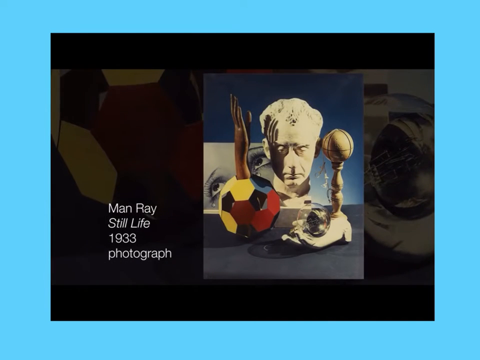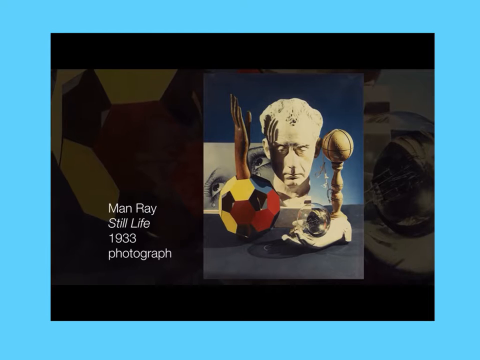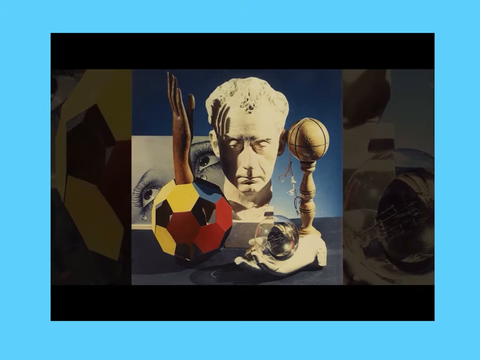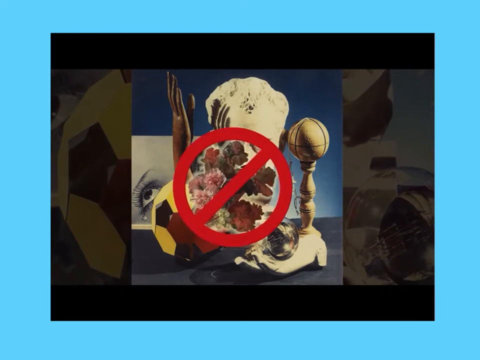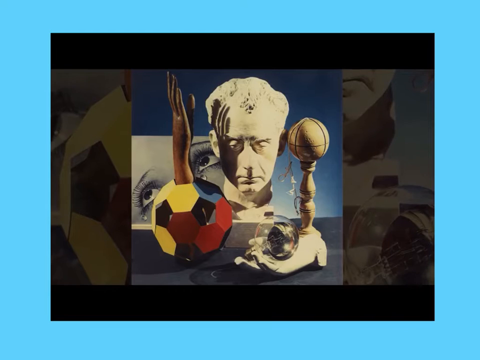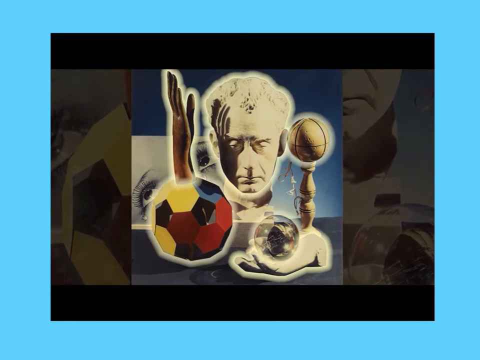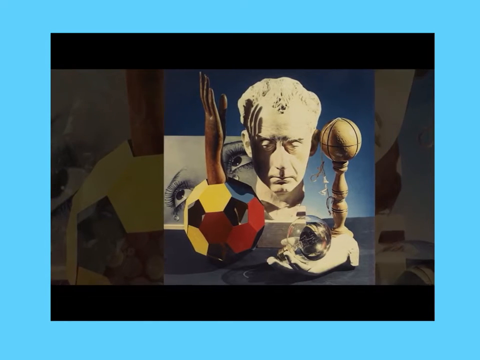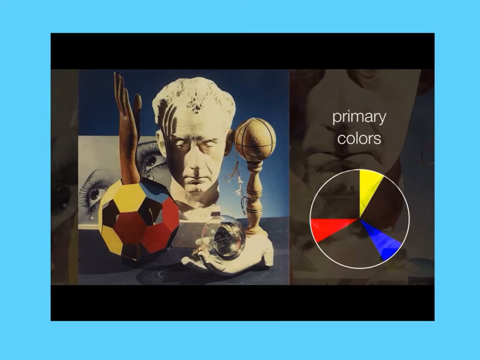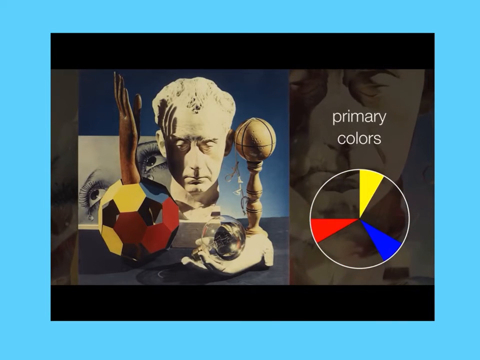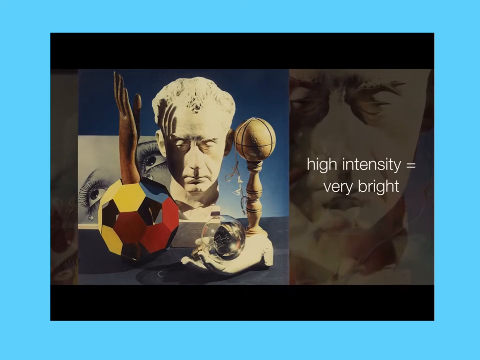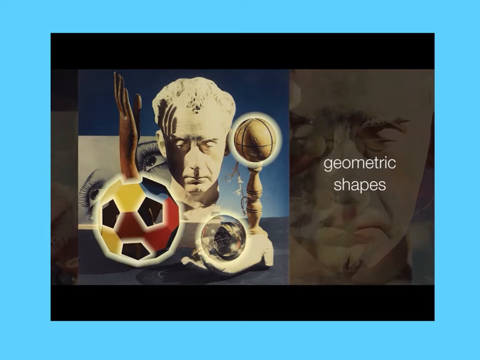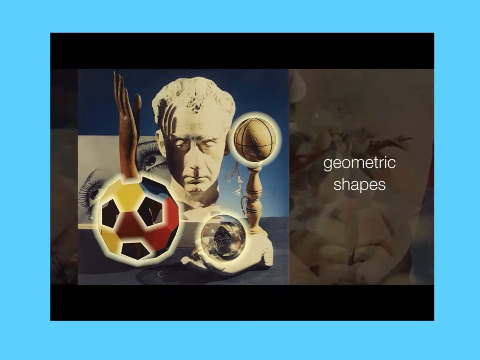This is a photograph known as Still Life, made by Man Ray in 1933. The composition of this artwork indicates to us that it is considered a still life. But there are no flowers! Instead, there are hands, faces, and rounded shapes. What other objects can you identify? The colors are eye-catching. The primary colors red, blue, and yellow are featured. Overall, the colors are high in intensity, meaning they are very bright. There are also many distinct lines and hard edges, as seen in these geometric shapes.